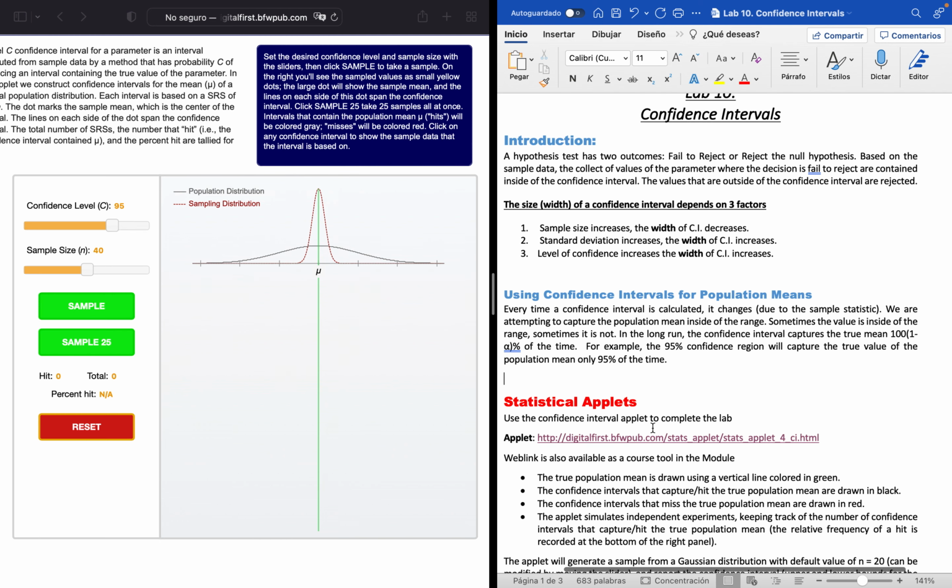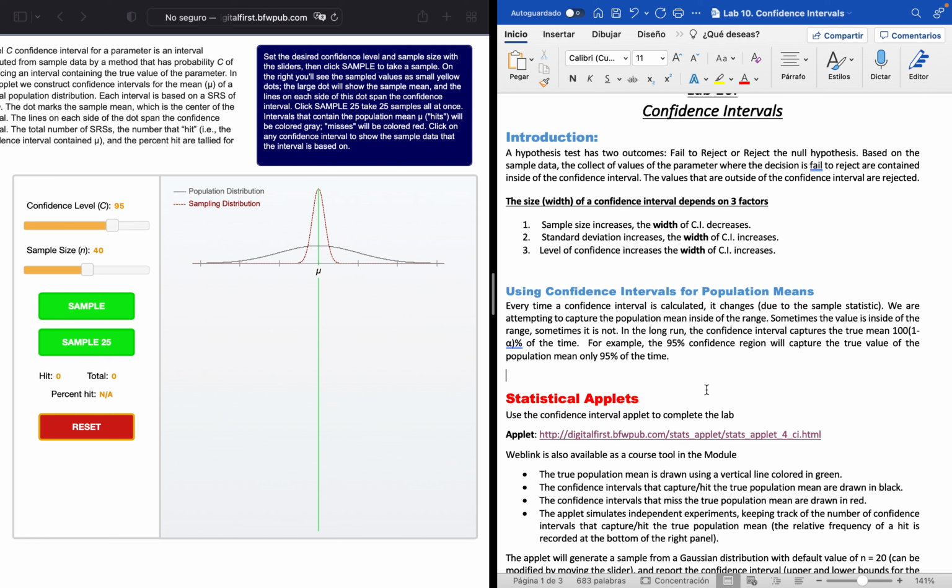Using a confidence interval for population means. Every time a confidence interval is calculated, it changes due to the sample statistic. We are attempting to capture the population mean inside of the range. Sometimes the value is inside of the range, sometimes it is not. In the long run, the confidence interval captures the true mean 100 times (1 minus alpha) percent of the times. For example, the 95% confidence region will capture the true value of the population mean only 95% of the time.